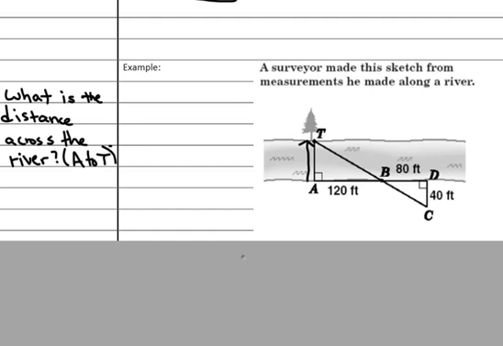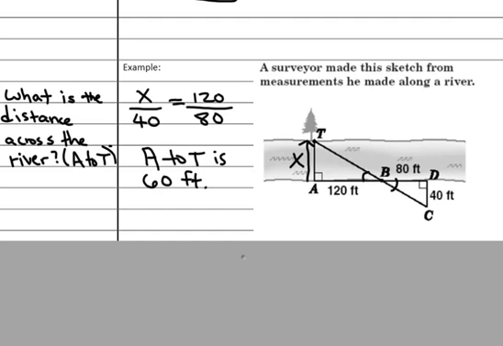So again, we have similar triangles because these two angles are vertical and angle A and D are right angles. So by the angle-angle postulate, we do have similar triangles. I'm going to call AT x. That's the distance across the river. And I'd like for you to set up a proportion and solve for x, the distance across the river. Pause the video and see if you get what I get. Okay, and you should have gotten that A to T is 60 feet. If you didn't get it, raise your hand and I'll be happy to explain why.